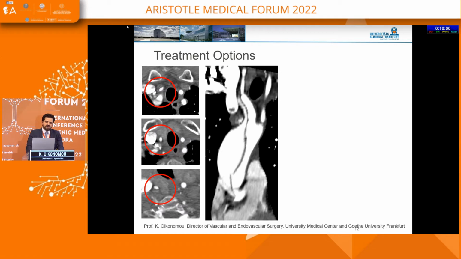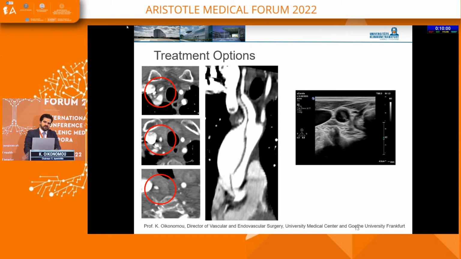In this case, for example, we see a type A dissection where the patient has a true lumen collapse in the right carotid artery due to the dissection. We were called on for this case because the patient had stroke symptomatology, and you see here in the ultrasound examination that the true lumen of the carotid artery is almost completely compromised by the false lumen. This is an ultrasound examination that we did on table.